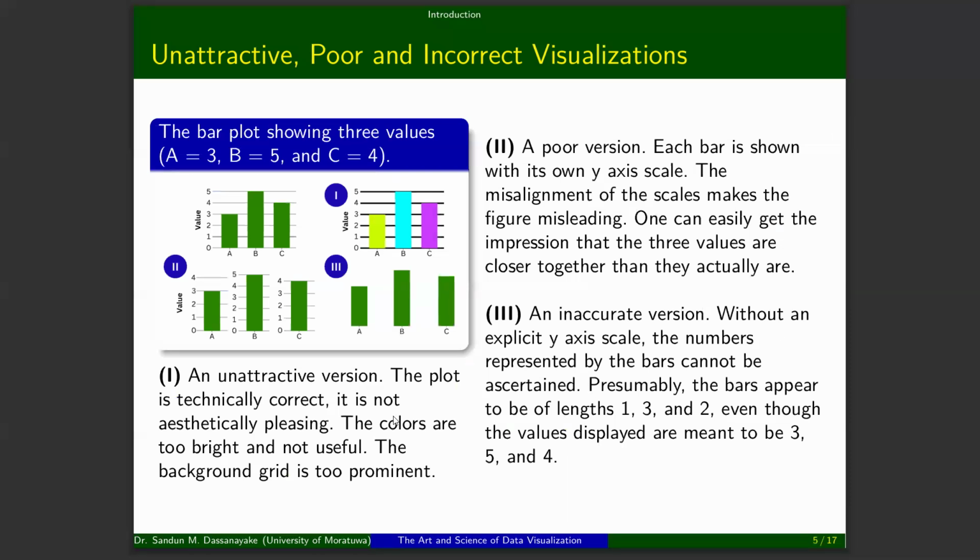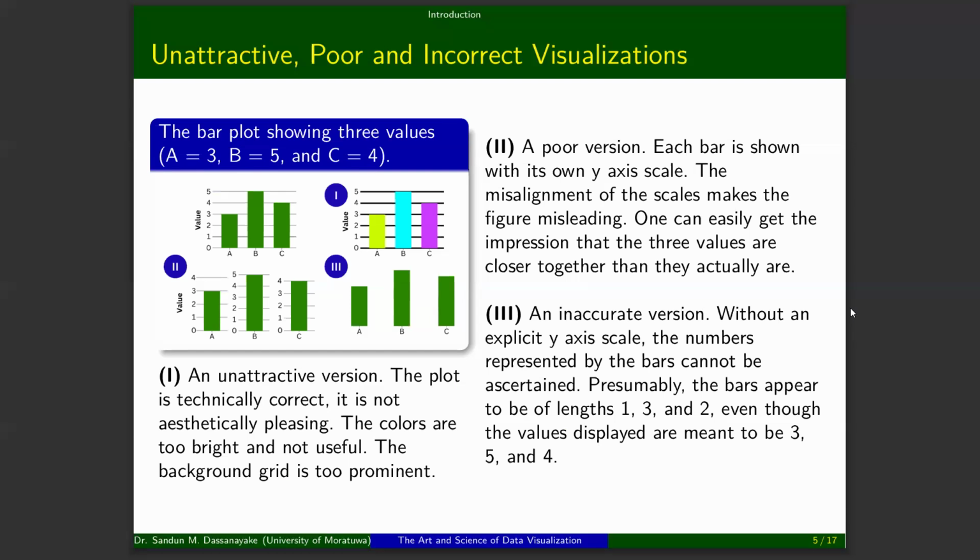The plot is technically correct. The colors are too bright and not useful. The background grid is too prominent. A poor version: each bar is shown with its own y-axis scale. The misalignment of the scales makes the figure misleading. One can easily get the impression that the three values are closer together than they actually are.